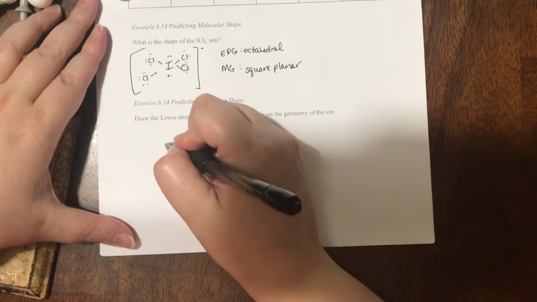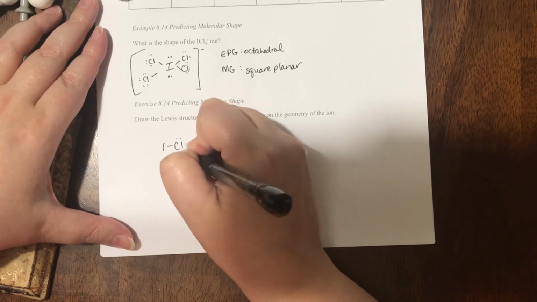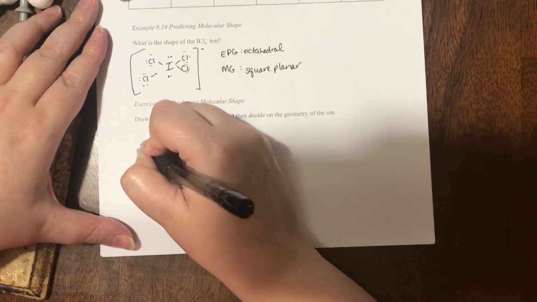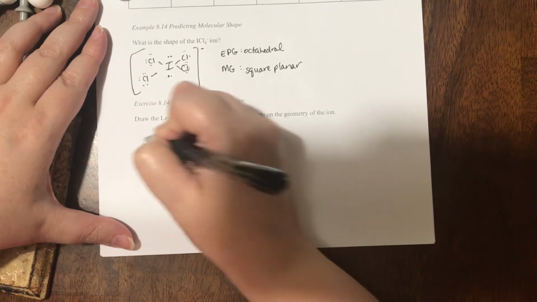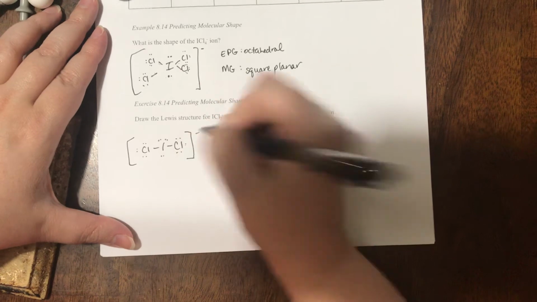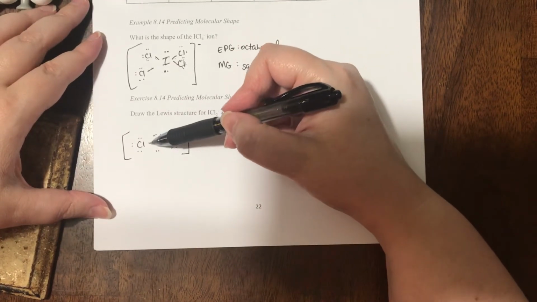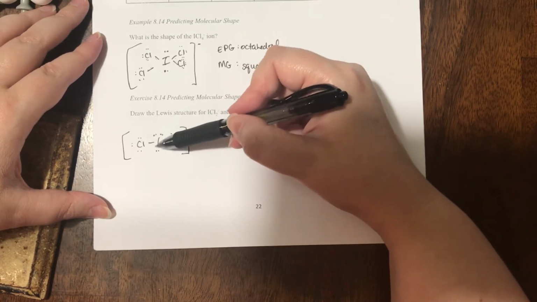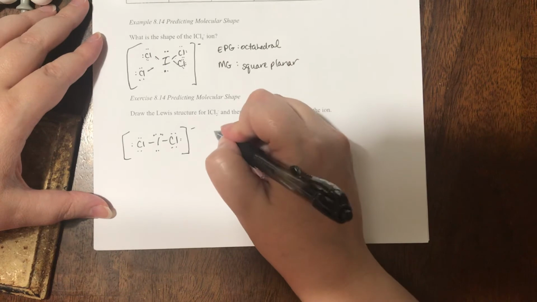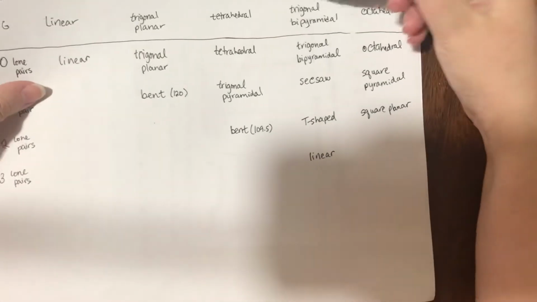Now let's do ICl2 minus. This has 1, 2, 3, 4, 5 domains. Bond, pair, pair, bond, pair. 5 domains. So the EPG for 5 domains, go and check. The EPG for 5 domains is trigonal bipyramidal.